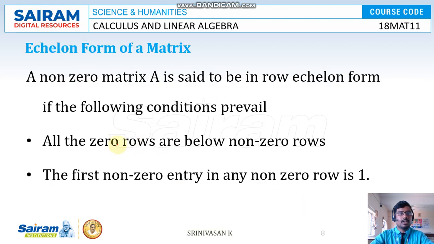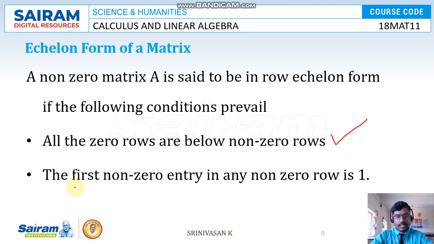And the next one is important, the echelon form of a matrix. So what is echelon form? A non-zero matrix A is said to be in row echelon form if the following conditions are satisfied. The first condition is all the zero rows are below the non-zero rows. That means the first row should not be a zero row. The remaining zero rows are the second row, third row or fourth row. That is the first condition.